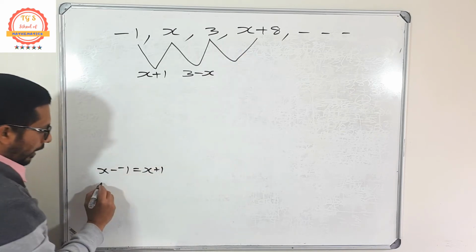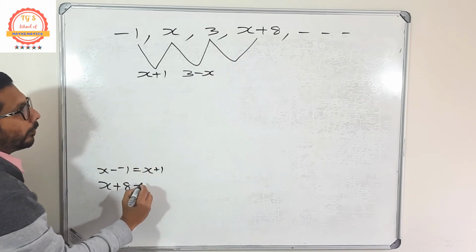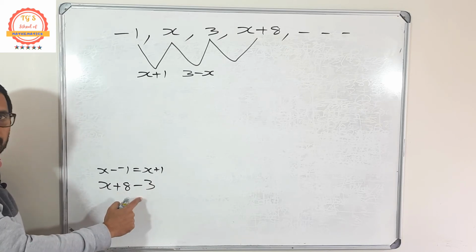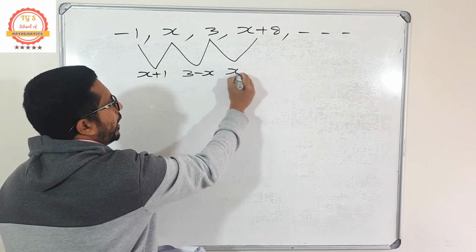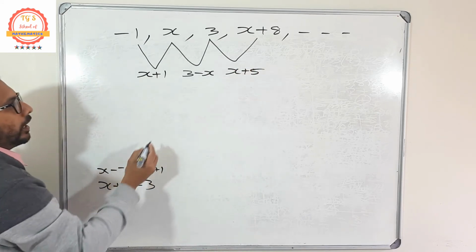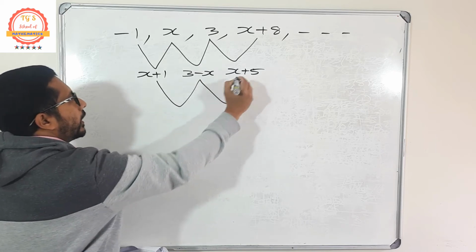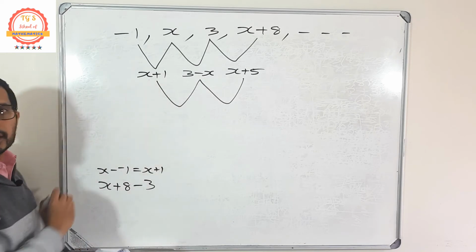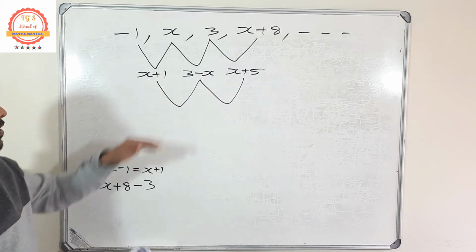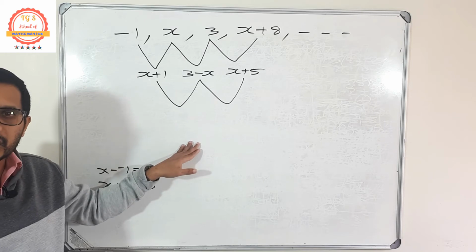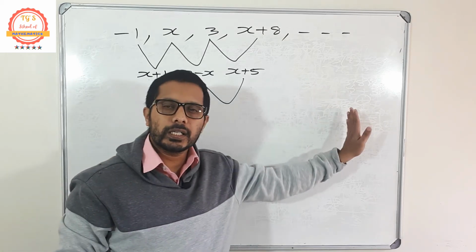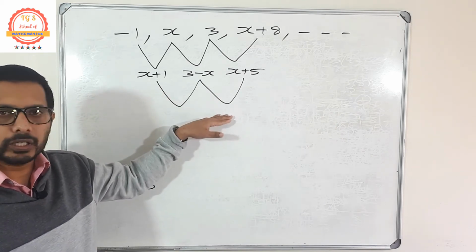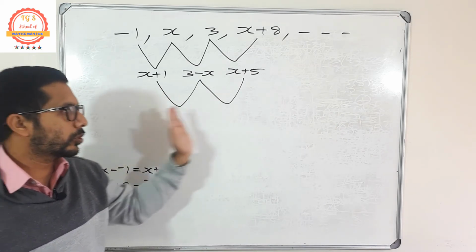Next one, x plus 8 minus 3. So 8 minus 3 is 5, so it is x plus 5. Now we can try to find the second difference. What is the second difference? 3 minus x minus x plus 1. Some of you have a tendency to write all the steps here. Just avoid that. You can write on the right side, no problem. Just to avoid confusion, you write the final one here, but you must show the calculation.